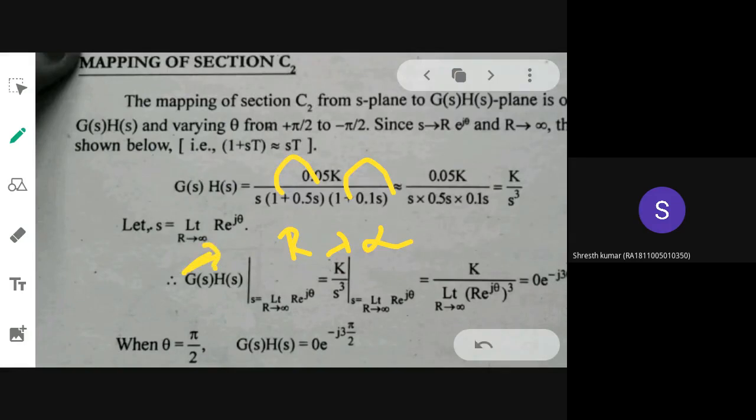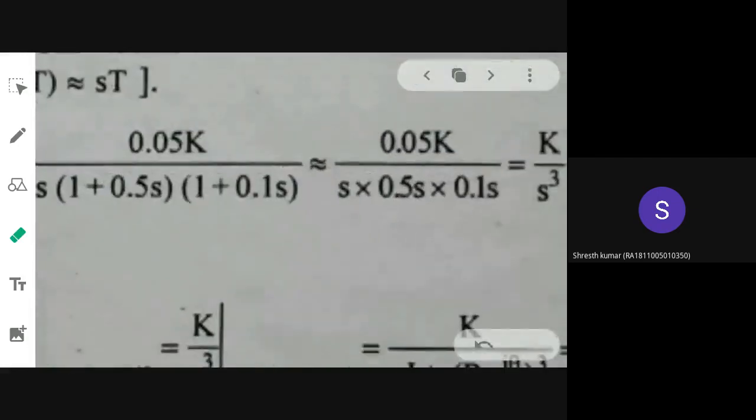So if you compare 1 and 0.5 S, you can easily eliminate the 1 and retain 0.5 S alone. Same for the other factor. So this way you have eliminated or simplified that equation. That final equation is k divided by s squared.